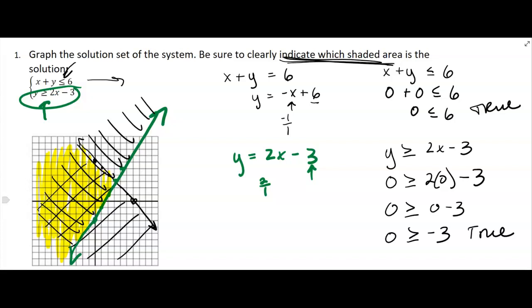Okay, so any point in this section here would satisfy both inequalities. Any other section won't work. This section would satisfy the bottom inequality, but not the top inequality. This section would satisfy the top inequality, but not the bottom one. And this section doesn't satisfy either inequality. So you could pick points from the different sections and check that out.